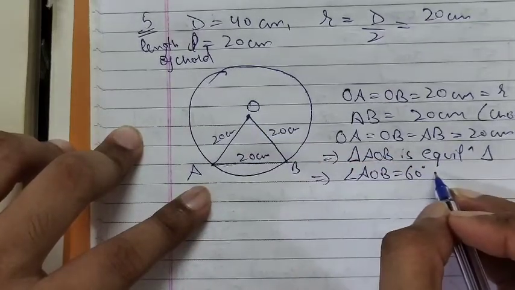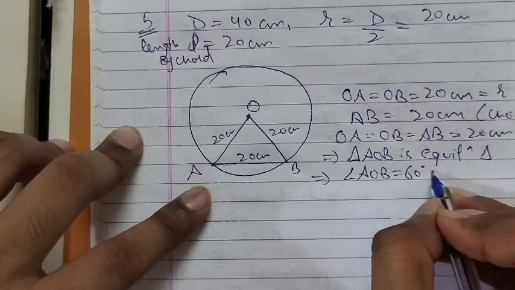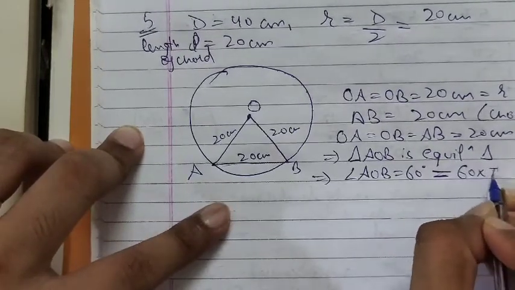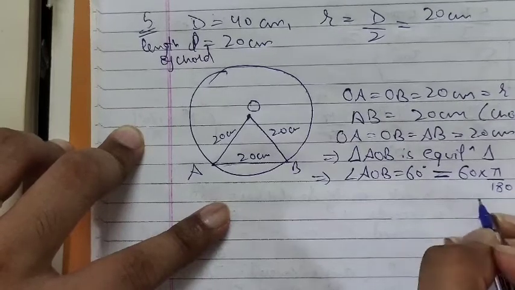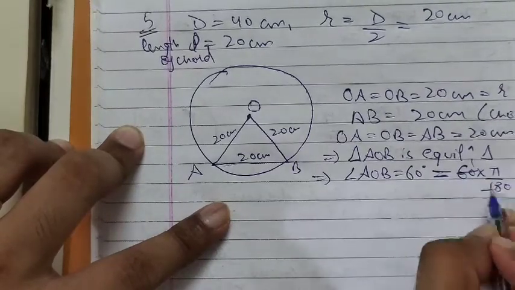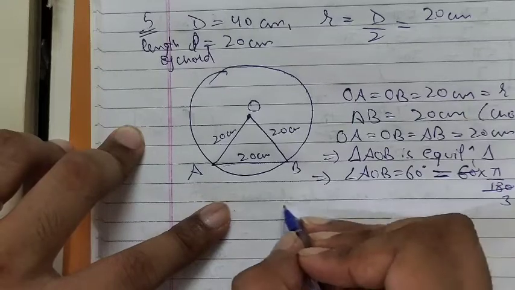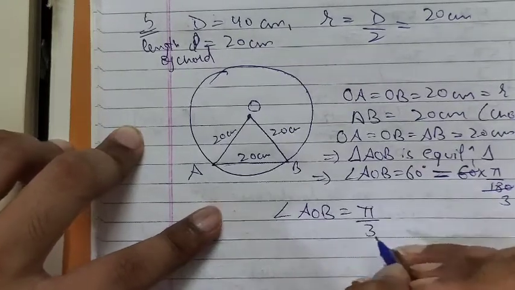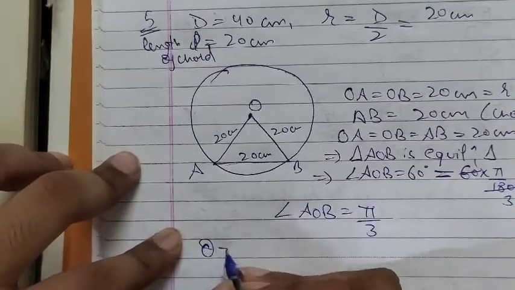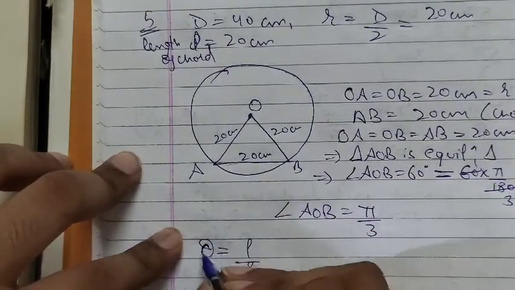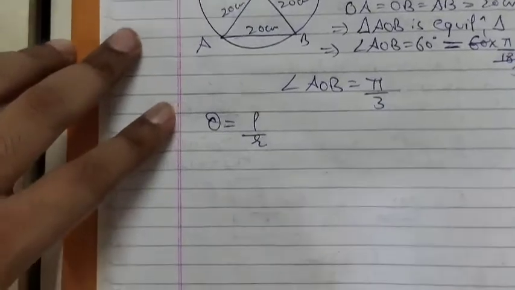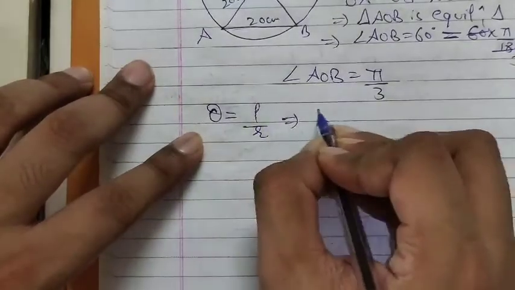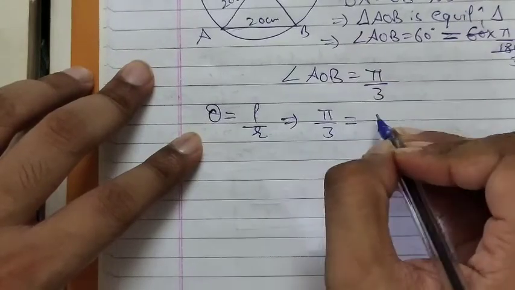If we want to convert 60 degree into radian, we have to multiply it by pi upon 180. This is 1 time, this is 3 times. So angle AOB is equal to pi by 3. Now we can use the formula theta is equal to L upon R, and in this formula we have to take theta in radian only. So pi by 3 is equal to the length of chord upon radius.